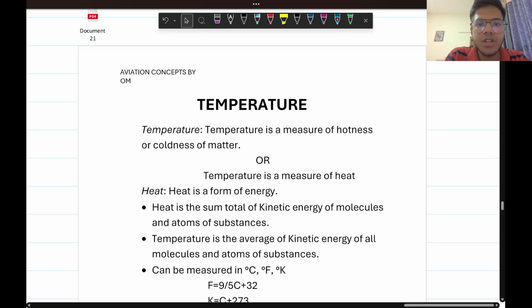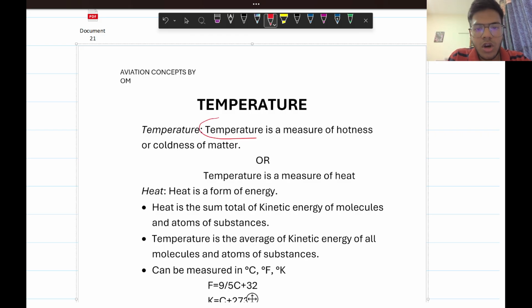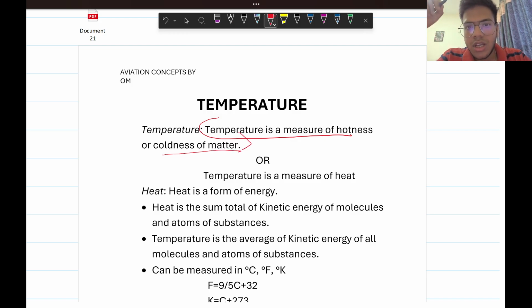Now, what is temperature? Temperature is just a measure of hotness or coldness of matter. Something is hot or something is cold, the measure of that is temperature. Now, guys, for understanding temperature, you need to understand heat as well, because temperature is a measure of heat.